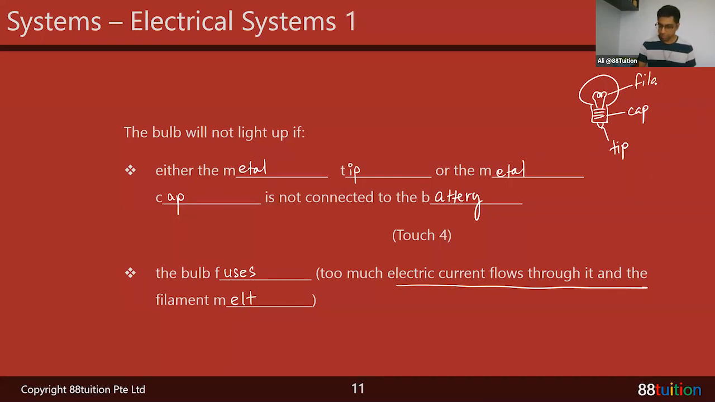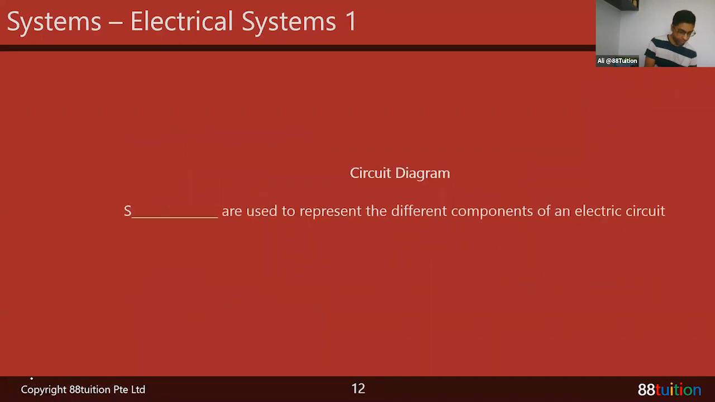So we talked about the cap, the tip, and the filament. The filament is an important part where electricity is used to heat it up, and when it gets very hot, it will light up. If too much electricity goes through, it will just blow and the bulb is spoiled. So we need to protect the bulb from too much electricity as well. That will also be covered in the safety part in the next few lessons.